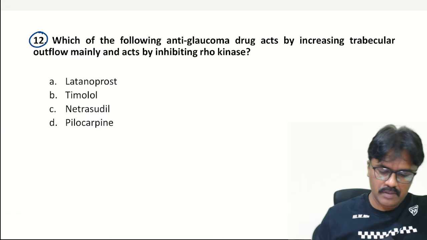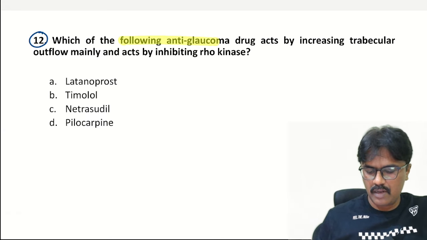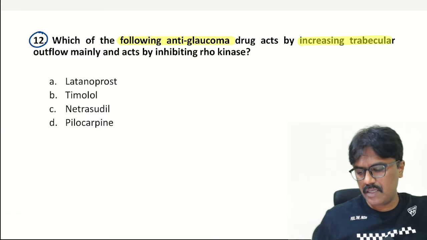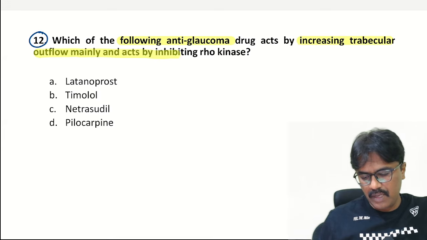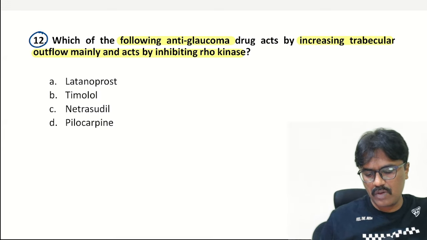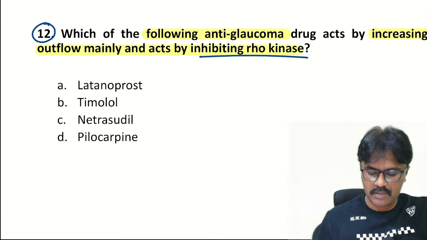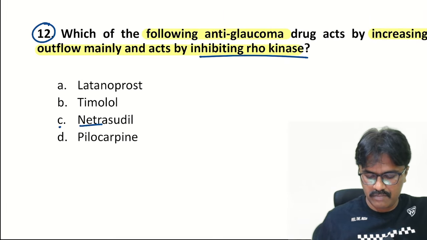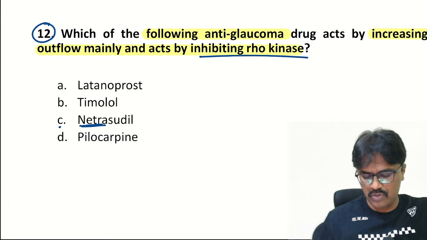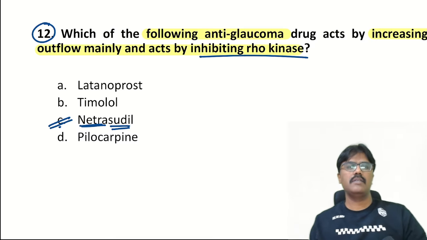Question number 12. Which of the following antiglaucoma drugs acts by increasing trabecular outflow mainly and acts by inhibiting rho kinase? So it's a new drug which inhibits rho kinase. The name is netarsudil. It's a rho kinase inhibitor which increases trabecular outflow.